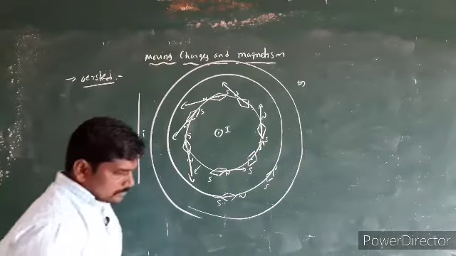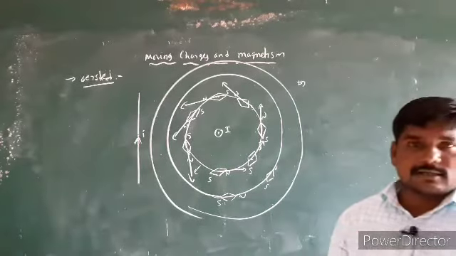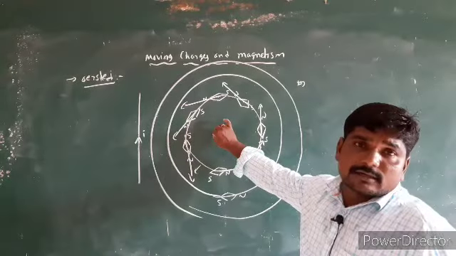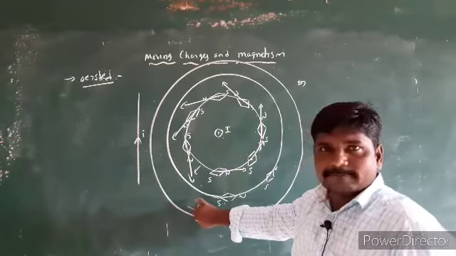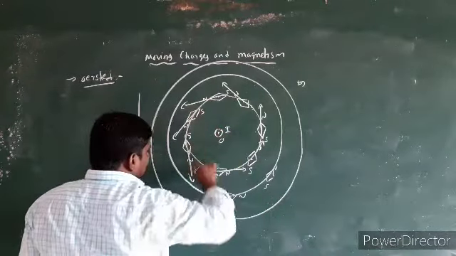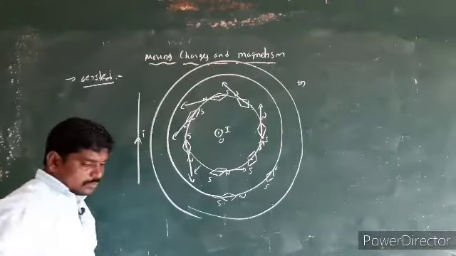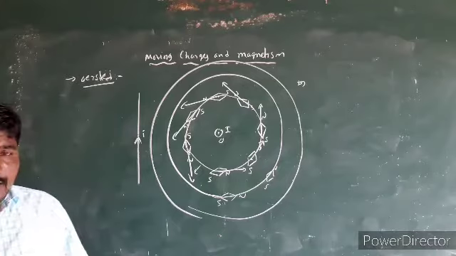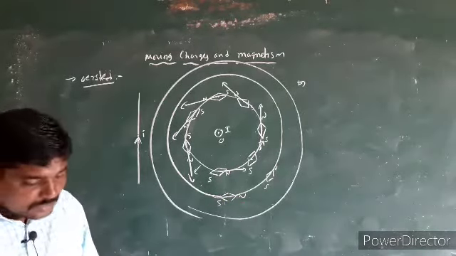If we see this, the magnetic field lines around a current carrying conductor are concentric circles, considering the conductor at the center. Now this is the common center for three magnetic field lines. This is one magnetic field line, this is one magnetic field line, this is one magnetic field line. The shape of the magnetic field lines around a current carrying conductor are concentric circles with the conductor at the center.